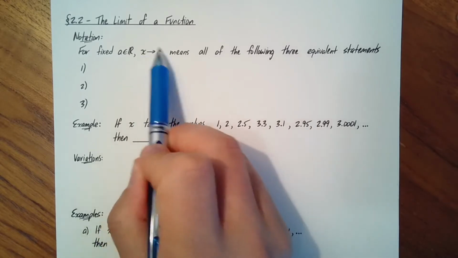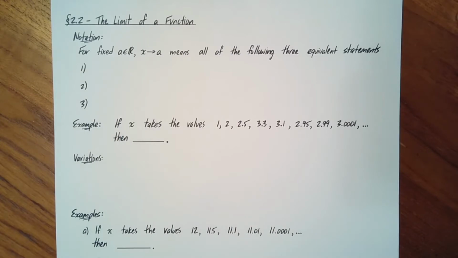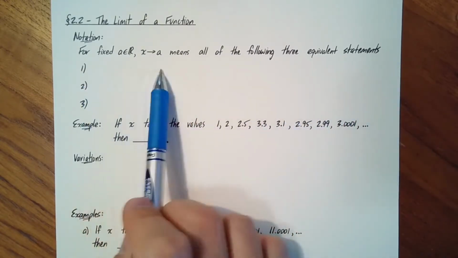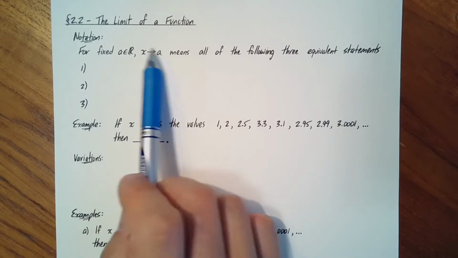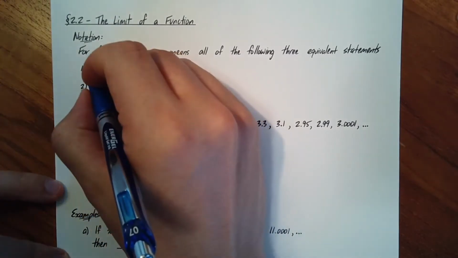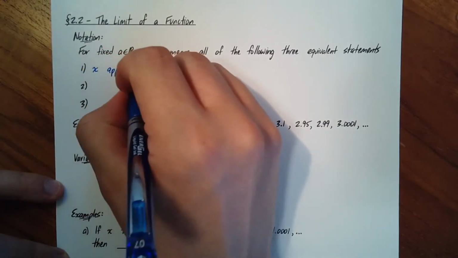So what this notation means is all three of the following statements that I'm about to write down. You can see here I've written it means all of the following three equivalent statements. So these are three different ways to phrase what it means to write this notation. So the first one, and this is probably the one you'll say the most often, is x approaches a.